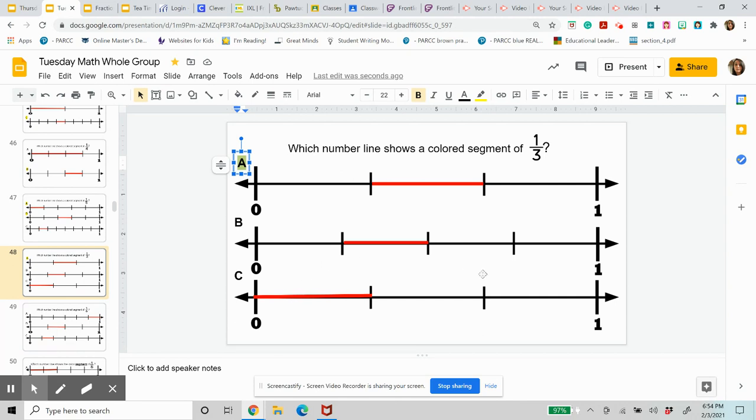Okay, and how about this? 1, 2, 3. So 3 sections. 1 is colored in. So A and C are your choices. Okay, so again, A and C are both split up into 3 pieces, and it didn't matter which piece because this is a third, this is a third, and this is a third.